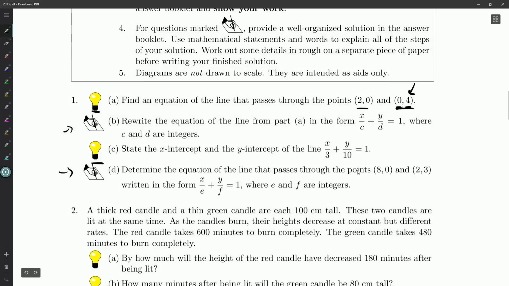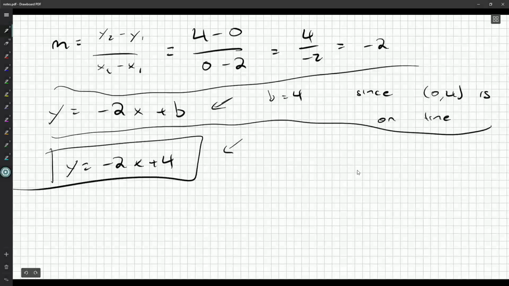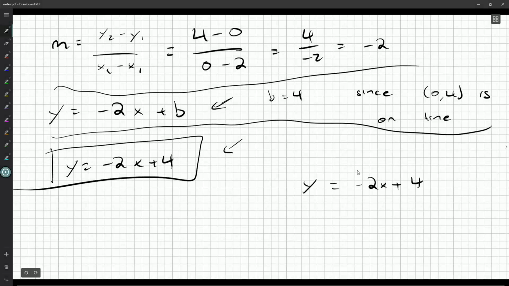Okay, B part. Rewrite the equation of the line from part A in the form x over c plus y over d equals 1, where c and d are integers. Okay, so I want x over c plus y over d equals 1. Well, that means that the only constants are left on the right-hand side. So let's bring the minus 2x over to the other side by adding 2x to both sides.